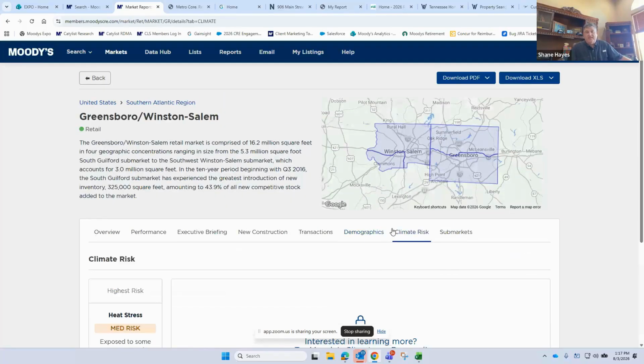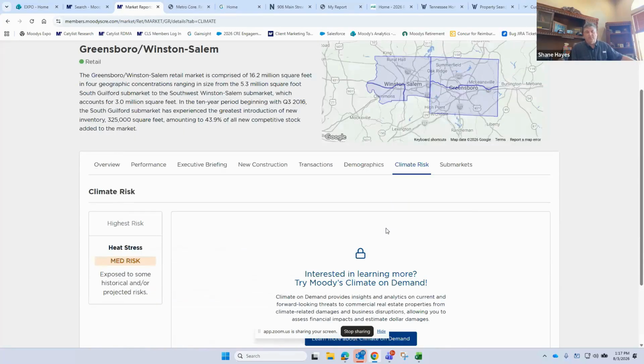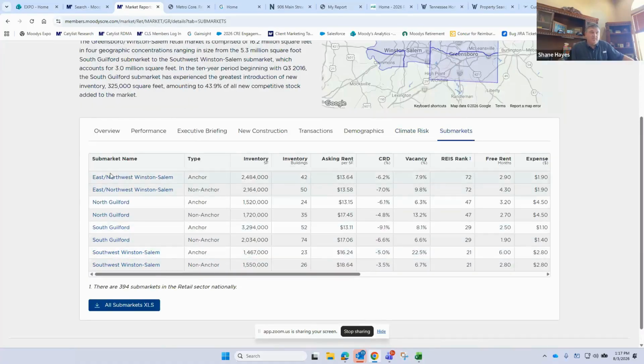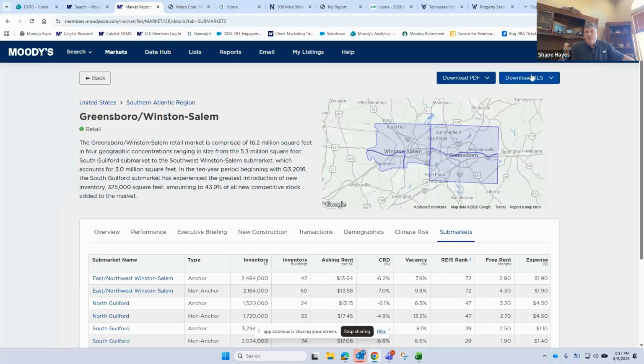Climate risk, not going to spend a lot of time on that. That's something that we offer. It's usually sold to banks and insurance companies. This is just telling you what your highest risk is right now, which is heat stress. And then the submarkets, these are the submarkets that we have this area broken up into. And then I want to show you one other thing.